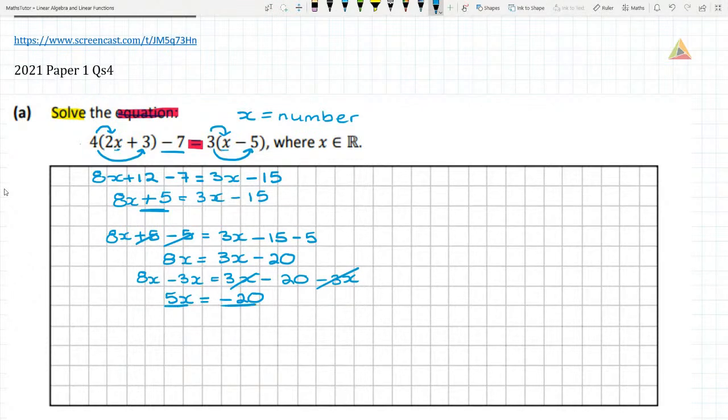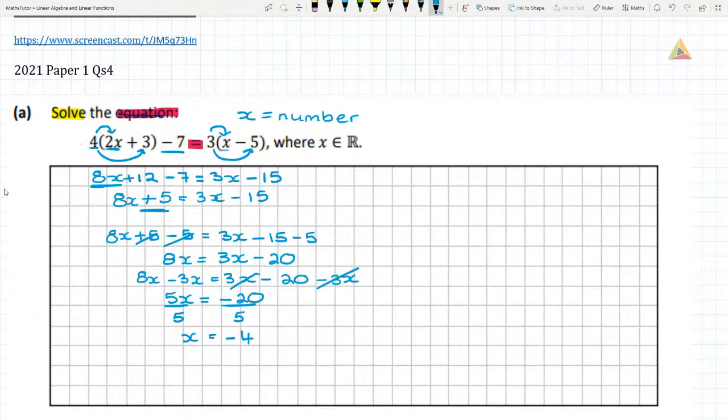So when I have a 5 touching an x, when things are touching, it means multiply. So the same way that when we multiplied the 4 by the 2x, we got 8x and they were touching, we're doing the same thing here. So this is 5 multiplied by x, and we do the opposite on both sides. So we're going to divide by 5. And that leaves me with x on its own on this side, which is perfect because that's what we want, x equals. And on our calculator on the other side, we get x is equal to minus 4.